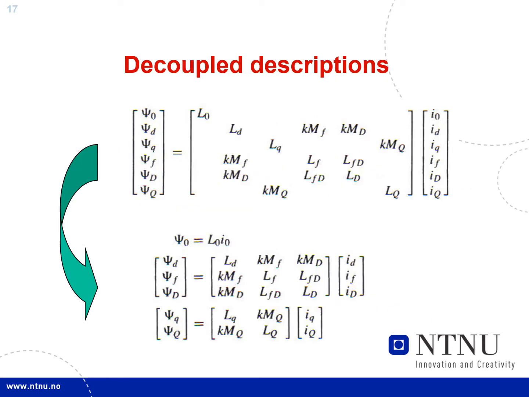So with all this, we could put up the complete description of the flux linkages in the DQ framework. And as we see, we can split it up in this way, and we also see that you have the decoupling in the D and Q axis.